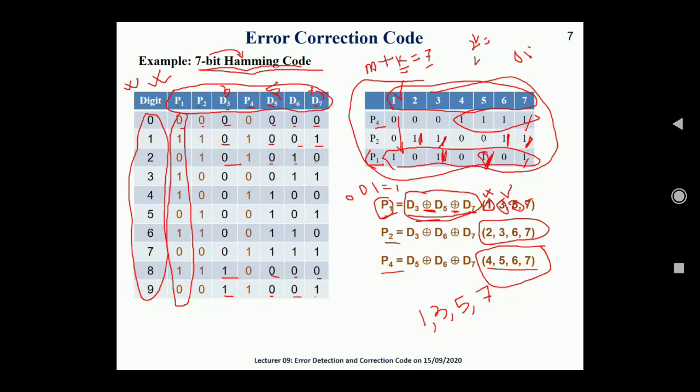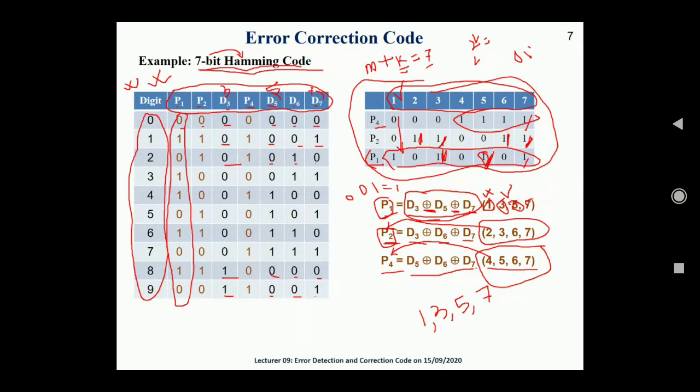And similarly, we are using P2. P2 means 2 is already referred to as P2, so we are not using any P2 here, because P2 itself we are defining. Other terms are 3, 6, 7. So this one is D3, D6, and D7. Similarly, we are computing P4. P4 is already defined, so we are not considering 4, and the remaining numbers are 5, 6, 7. From the table you can see that position 5 is D5, position 6 is D6, and position 7 is D7. So here I am writing D5 modulo 2, D6 modulo 2, D7.